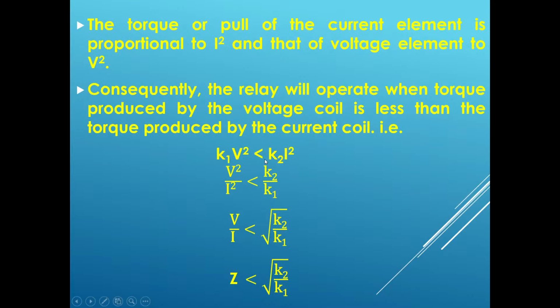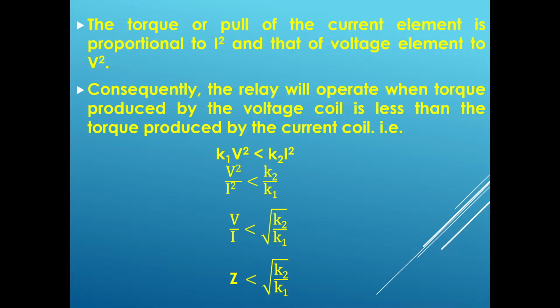Okay, so you can simply rearrange the terms. Simply what I have done here is I square I have sent it to the left side, k1 I have sent it to the right side. So v square by I square is less than k2 by k1. So I have sent this square to the right side. So v by I is less than or equal to root of k2 by k1. V by I is nothing but Z. Z is less than root of k2 by k1.